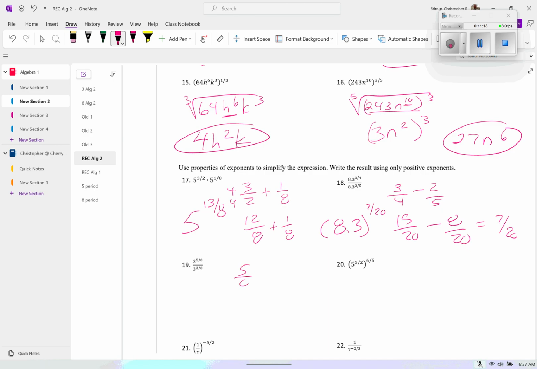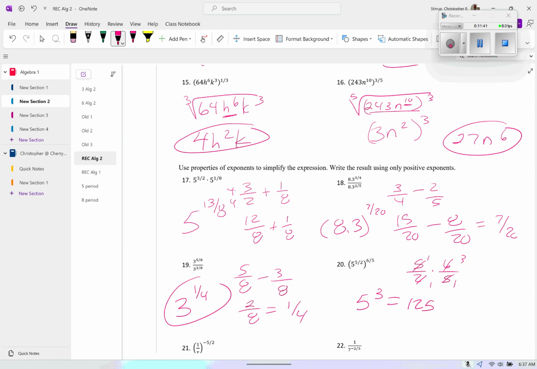So this one I'll go 5/8 minus 3/8, like denominator. So that's going to give me 2/8. Can I reduce 2/8? Yeah, that's 1/4. So I'm going to get 3 to the 1/4 power. Power to power, multiply the exponents. So I have 5 over 2 times 6 over 5. Reduce where you can. 3 and 1. So I'm going to wind up getting 5 to the third, which is just 125.